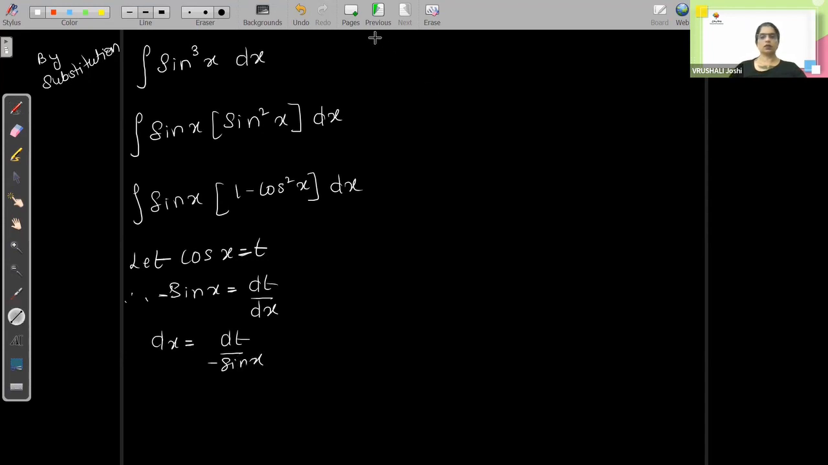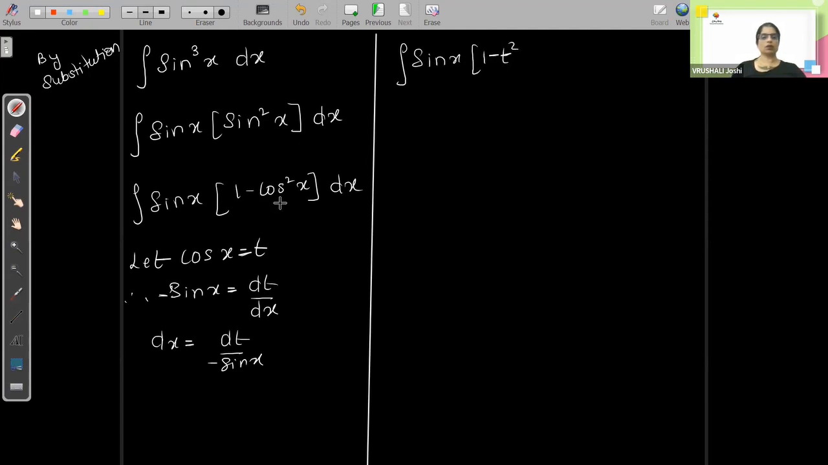So now we can substitute this. Where will we substitute? So this will be integration of sin x into bracket 1 minus t square, because we have taken cos as t, correct? Into minus dt by sin x. This sin x and this sin x cancel. Minus will come out of the bracket. Inside you will have 1 minus t square dt.